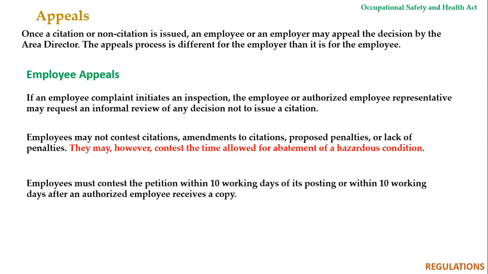Now we will see what appeals the employer can have. Once a citation or a notice of non-citation is issued, an employee or the employer may appeal the decision by the area director. The appeals process is different for the employer than it is for the employee. First we will see the employee's appeal.